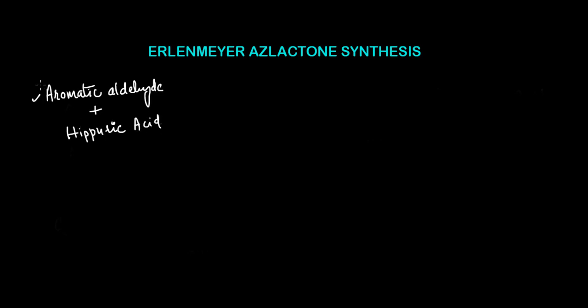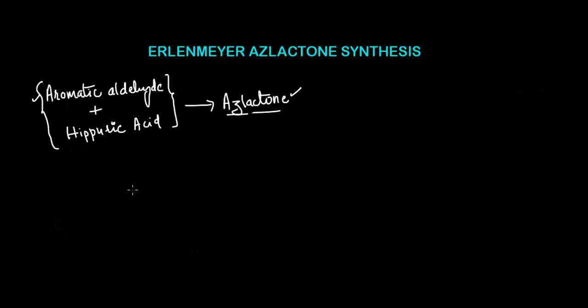So when we heat this aromatic aldehyde and hippuric acid, we get a very important thing that is known as azlactone. From this azlactone we get the alpha amino acid. So let's start the preparation of alpha amino acid by using aromatic aldehyde and the hippuric acid.